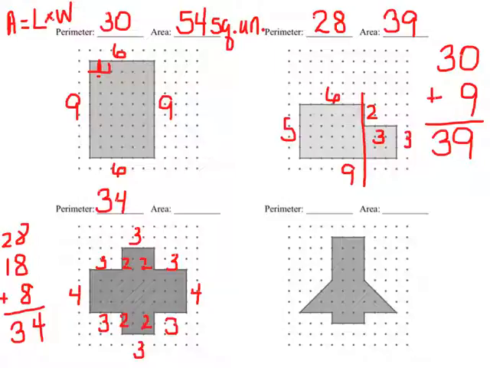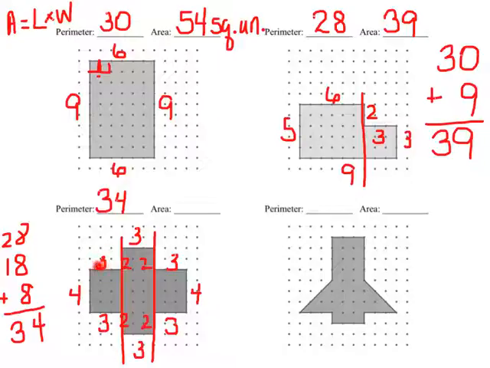Now, this one is a little unusual because I want to get some rectangles, some quadrilaterals, so I can find the length times the width. So let's see if we can maybe cut this into some pieces. Let's say I draw a line here, and I draw a line here. So let's find the area of each of those rectangles.